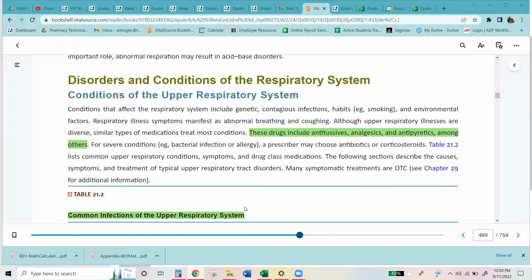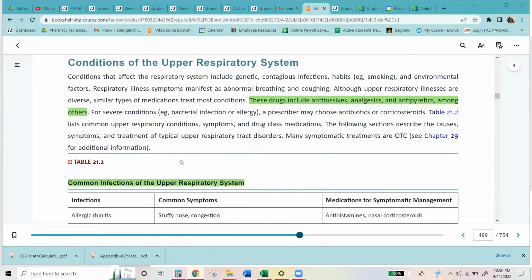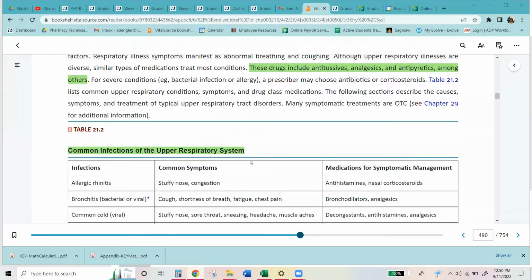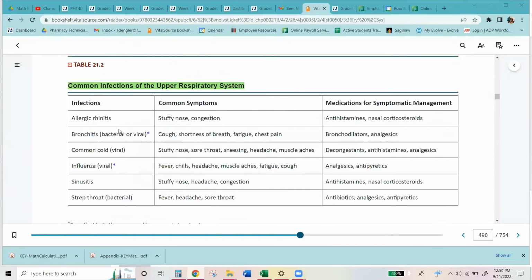Respiratory illness symptoms manifest as abnormal breathing and coughing, although upper respiratory illnesses are diverse. Similar types of medications treat most of the conditions. These drugs include antitussives, analgesics, antipyretics, among others. So here are some common infections of the upper respiratory system. We have allergic rhinitis, with the common symptoms of stuffy nose and congestion, and we usually give antihistamines and nasal corticosteroids.